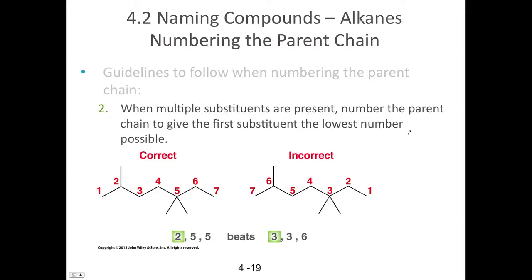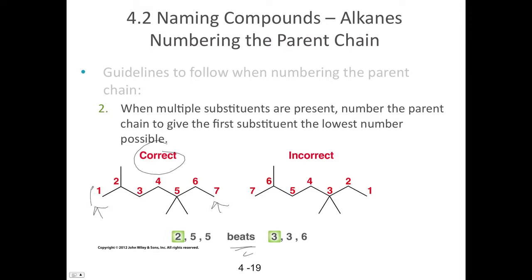When multiple substituents are present, number the parent chain to give the first substituent the lowest number possible. Here's the correct way: 2, 5, 5 beats 3, 3, 6. How do we know? This is obviously the parent chain from 1 to 7, and that's not disputed. What is disputed is where you start numbering from. Do you start numbering from this side, or from this side?